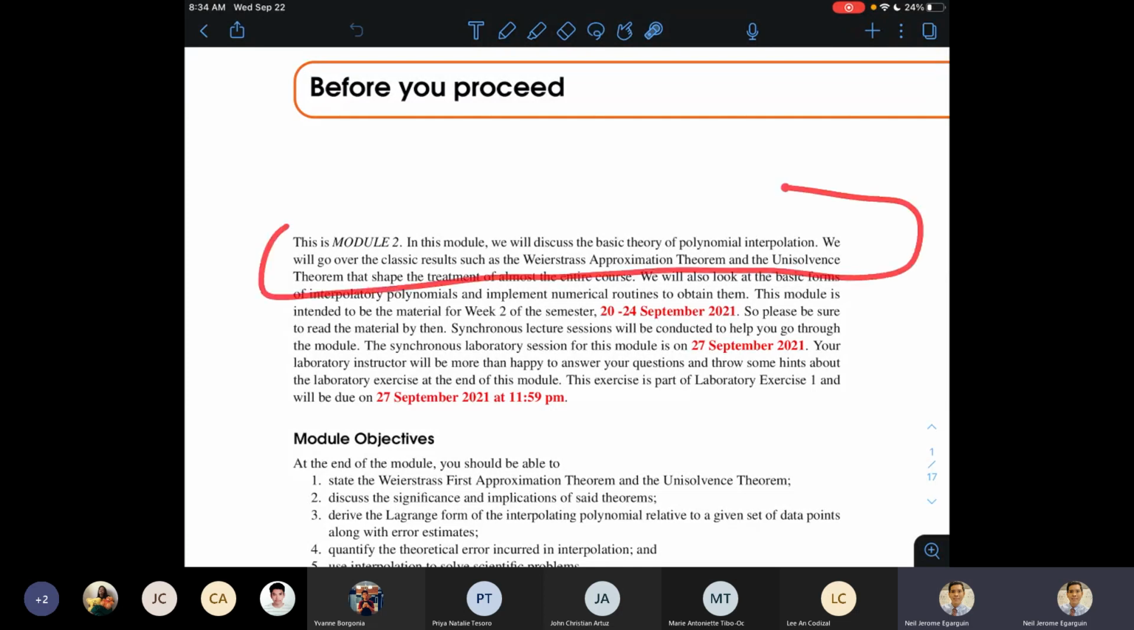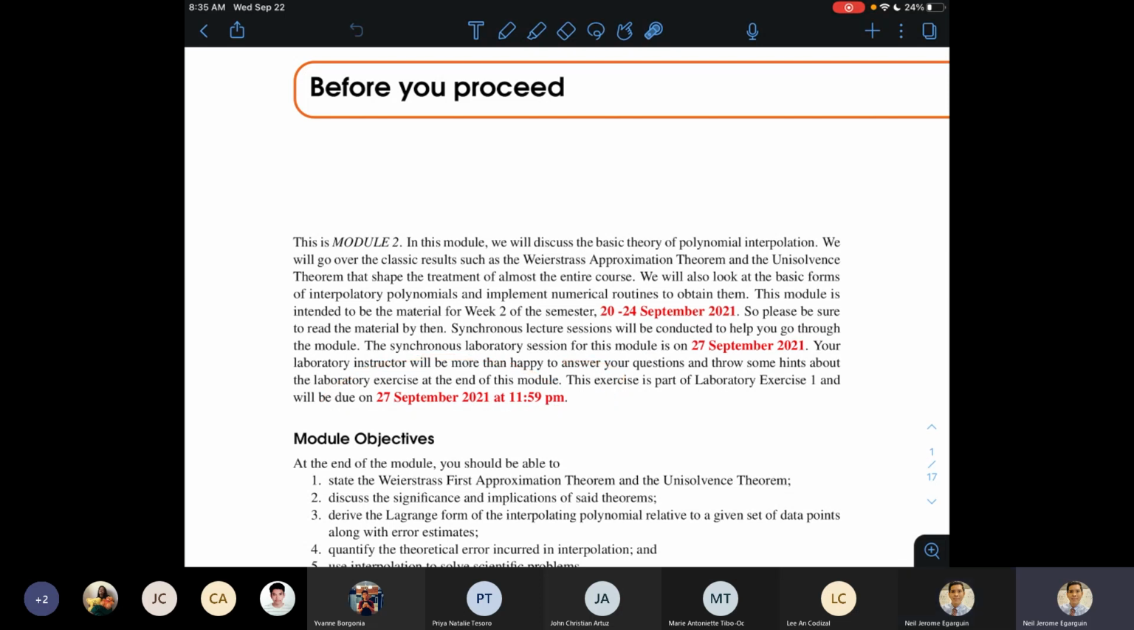So I have an introduction. Here in this module, we will discuss the basic theory for polynomial interpolation. Specifically, we'll mention some important results in numerical analysis, plus take a look at the basic forms of interpolatory polynomials. So this is the suggested material for the 20th to the 24th of September. You will have the synchronous laboratory sessions for the contents of module 2 on the 27th, and the first part of laboratory exercise 1 will be due on the 27th, right before midnight.